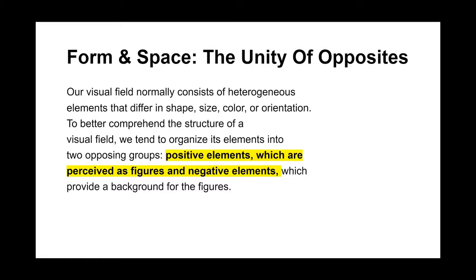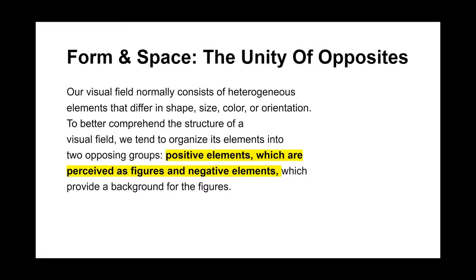Our visual field normally consists of heterogeneous elements. They differ in shape, size, color, or orientation. So there are different elements that play in any interior or built environment. To better comprehend the structure of a visual field, we tend to organize its elements into two opposing groups. You have your positive elements, which are perceived as figures, and negative elements, which provide a background for the figures. So I think everyone is informed about negative and positive space.